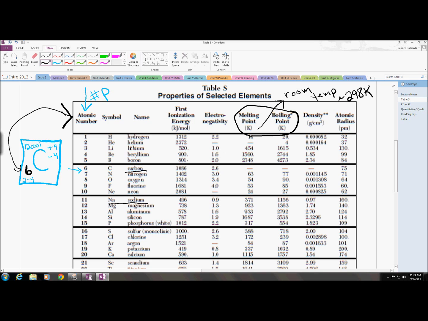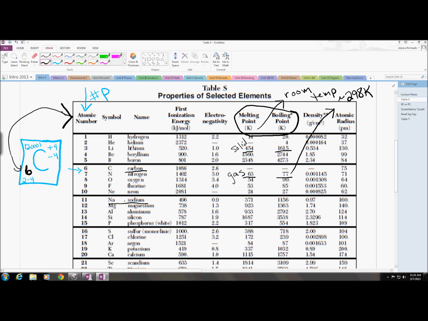If we look and you have an element like lithium, and its melting point is 454, and its boiling point is 1615, it's going to boil at a temperature much higher than room temperature. It's going to melt at a temperature much higher than room temperature. So lithium must be a solid at room temperature at 298. If you look at something like nitrogen, though, it's going to melt at 63, it's going to boil at 77. Both of those are much lower than 298, so nitrogen is going to be a gas at room temperature. So you can use table S to determine what phase of matter your element is.